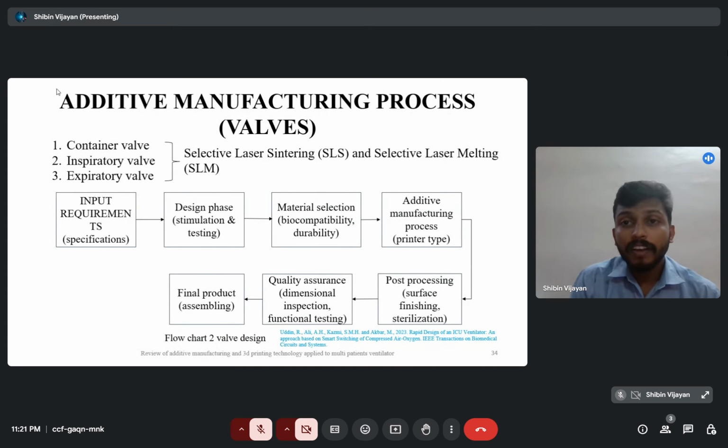Then the additive manufacturing process of valves in ventilators. The ventilator contains three types of valves: container valve, inspiratory valve, and expiratory valve. The methods are selective laser sintering and selective laser melting. First is the input requirement, such as solid powder materials required for manufacturing valves. Next is the design phase, simulation and testing, material selection, biocompatibility and durability. Next is the additive manufacturing process, post processing, quality assurance, and final product assembly.